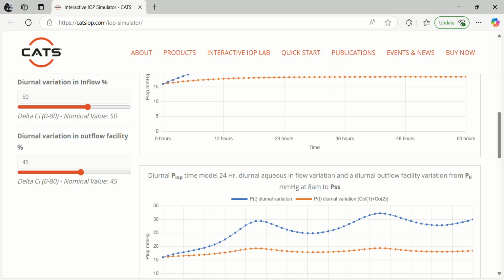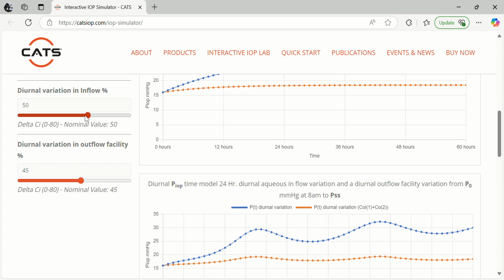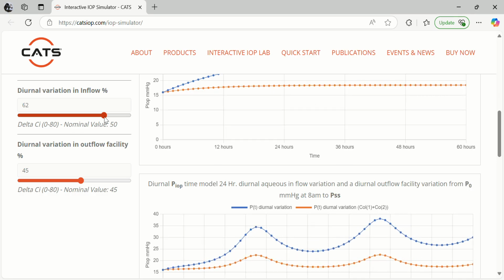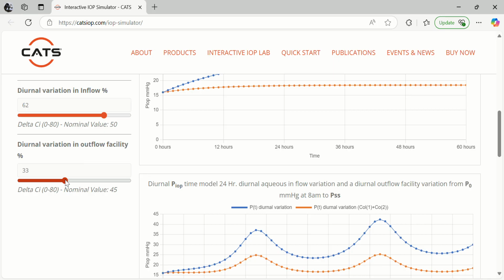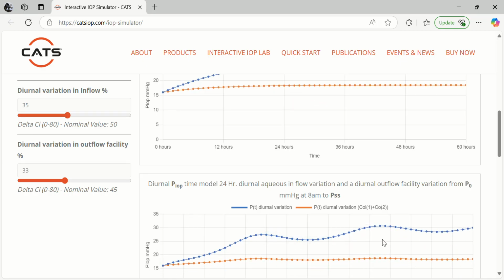So you do get this diurnal variation of several millimeters of mercury, which tends to peak in the early mornings. However, that can be exacerbated considerably if we increase the amount of inflow facility change, and you can see this as we increase it. You get those peaks which exacerbate each other and increase significantly. Also, if we decrease the amount of outflow facility variation, that also increases this peaking. Conversely, if you reduce these down to something pretty much equal on both, you almost minimize the amount of diurnal variation. You can actually invert these curves as well if these are reversed.